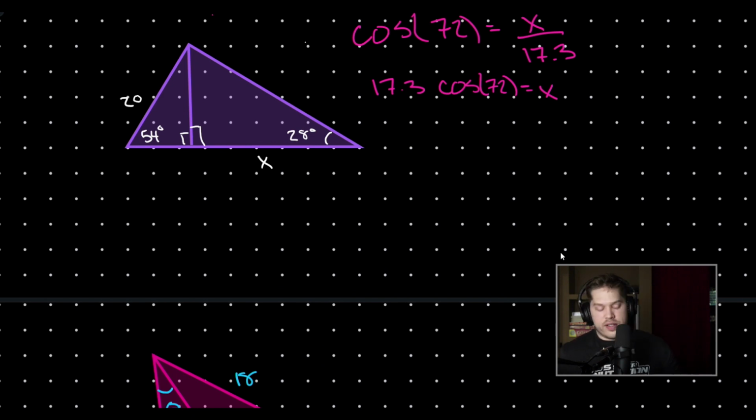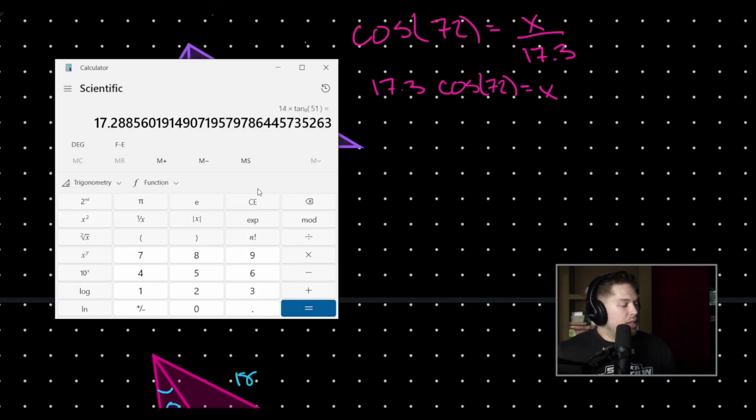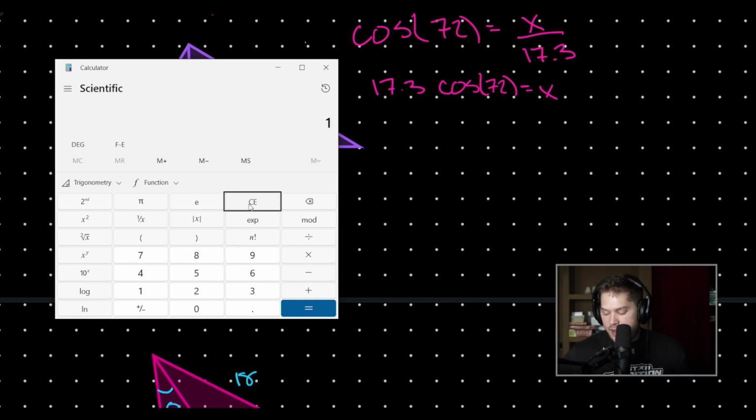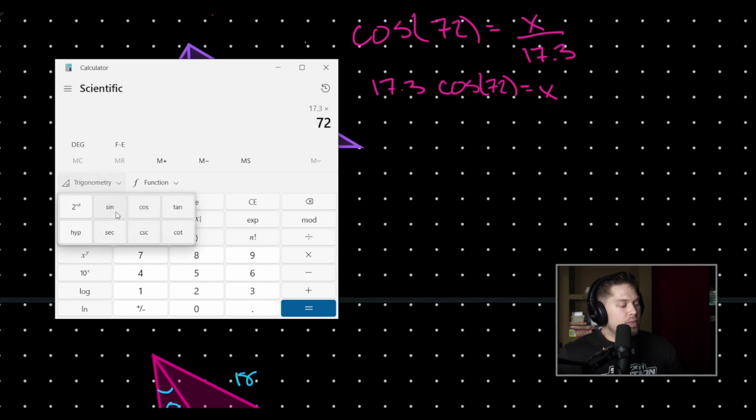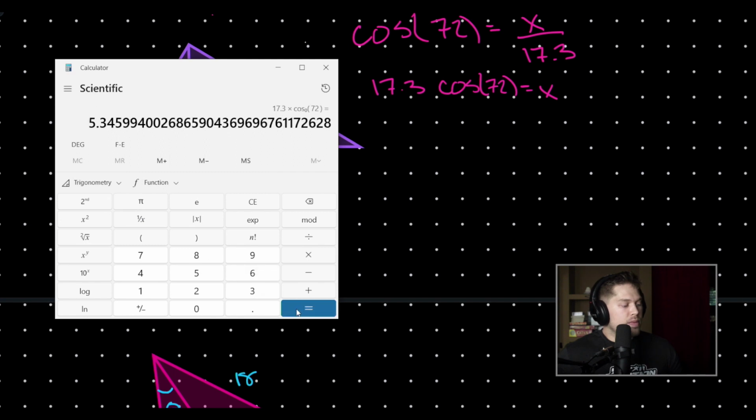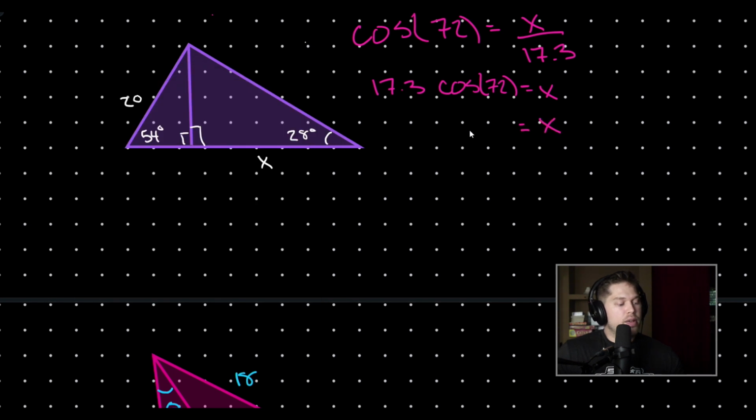So let's go ahead and do that. Let's clear this out. 17.3 times the cosine of 72 is 5.3. So x is 5.3.